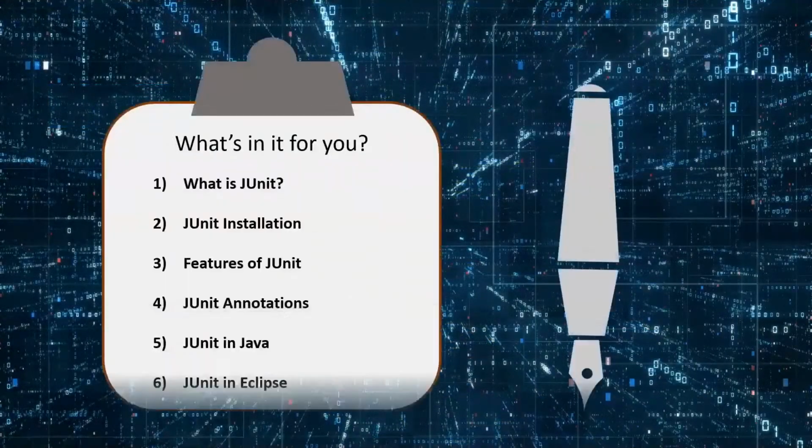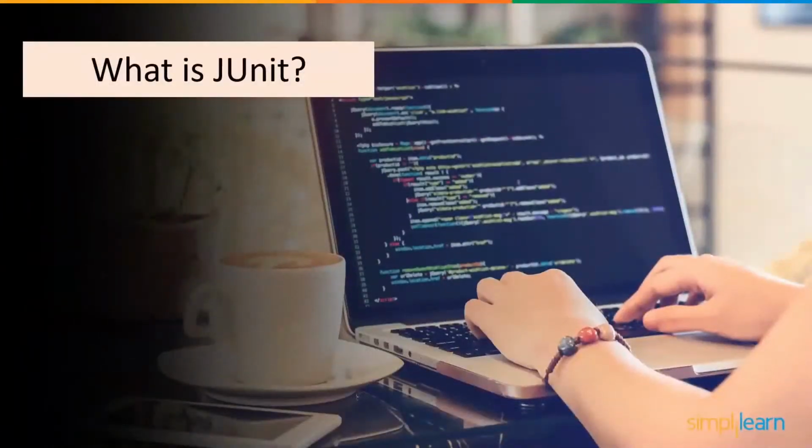Specifically, we are going to talk about what exactly JUnit is, what this particular framework is all about. Then we are going to talk about JUnit installation, how we can install JUnit and what the different steps involved are. And then we are going to talk about the features of JUnit, what the typical features of JUnit are. Then JUnit annotations, and then JUnit in Java and the actual implementations, some tutorials or demos on how to implement JUnit with Eclipse. So these are some of the main topics which we are going to cover.